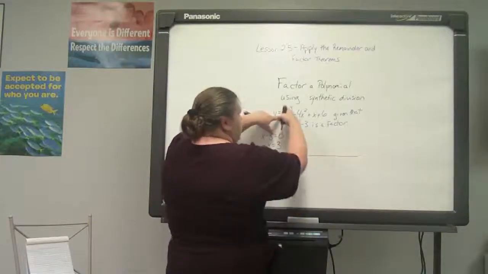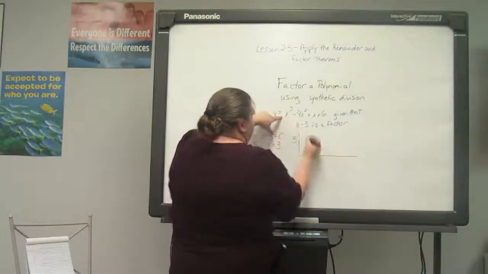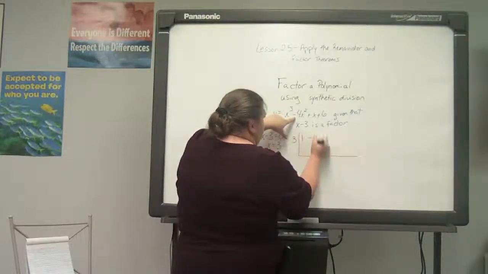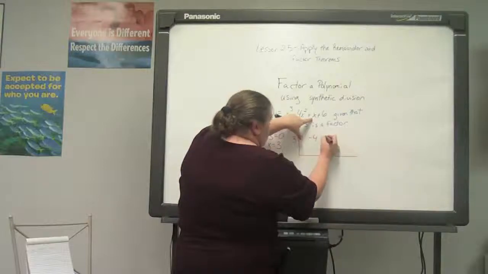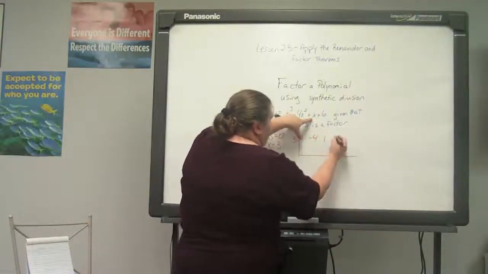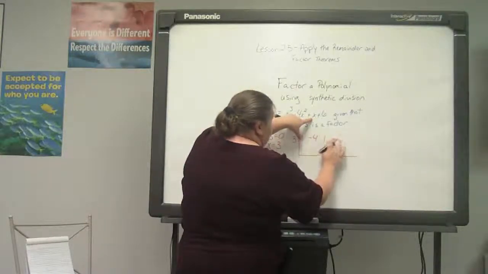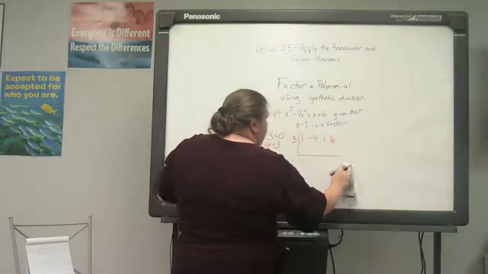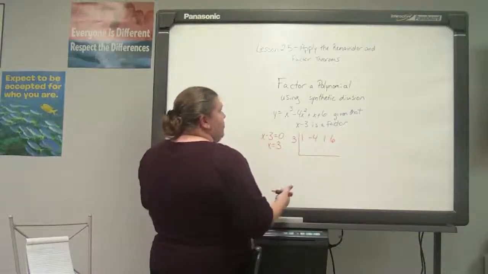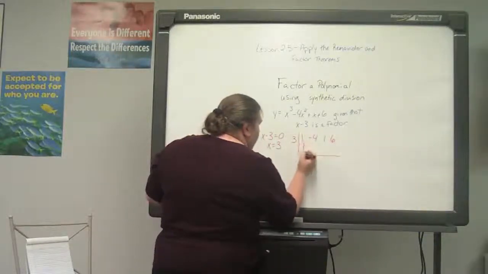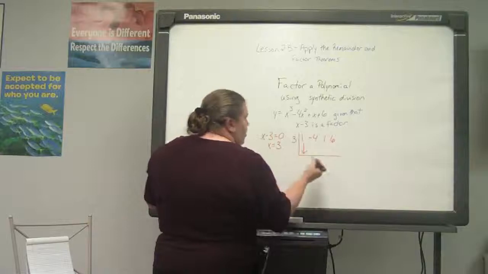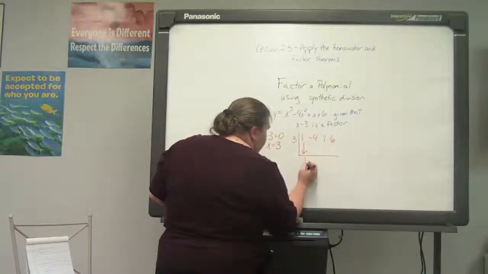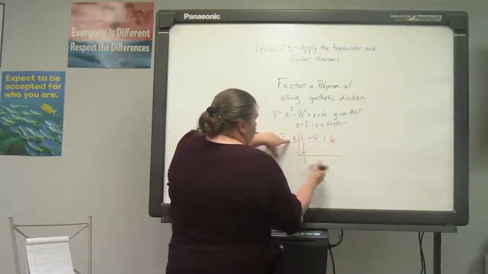I have, again, just an x cubed, which means 1x cubed, and then a negative 4, then 1, because it's just x, and then plus 6. The first thing we do is bring down our first coefficient, which is 1. 3 times 1 is 3.